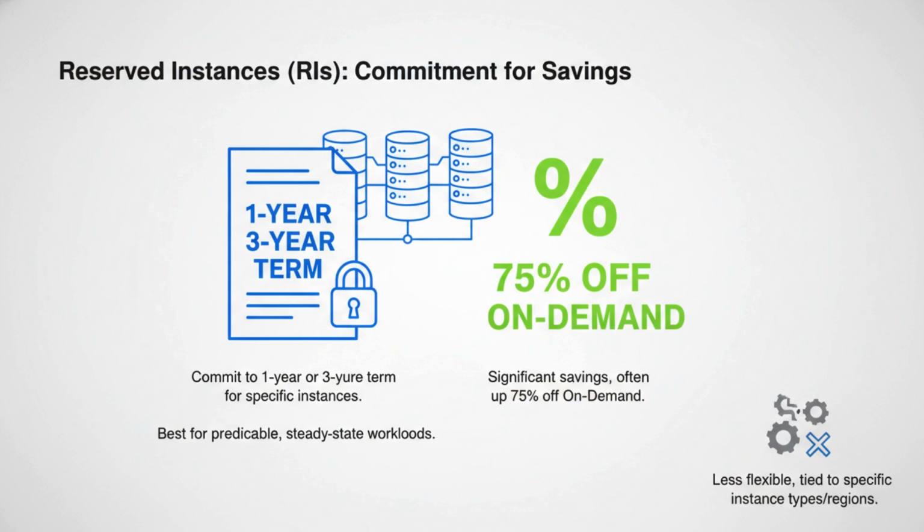RIs are best suited for steady-state workloads with predictable usage, such as back-end servers, databases, or enterprise applications that run continuously. The savings can be substantial, often up to 75% off on-demand rates, depending on the term length and payment option: no upfront, partial upfront, or all upfront. However, their rigidity means they are tied to specific instance families, regions, and operating systems, making them less flexible if your needs change significantly during the commitment period.